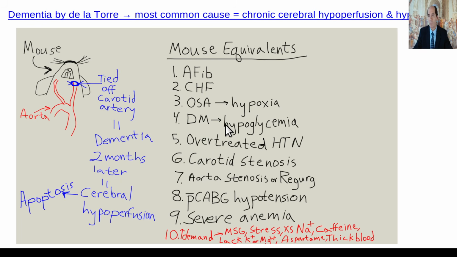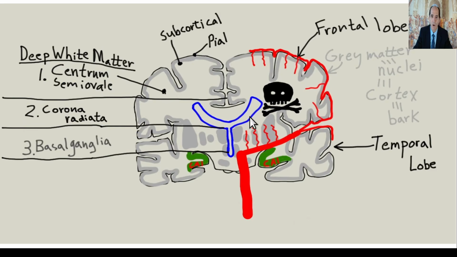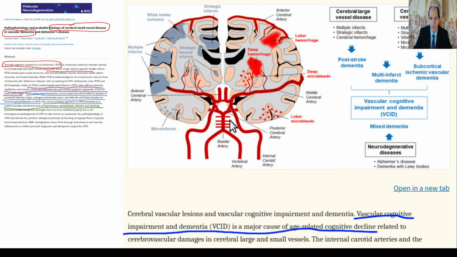If you have severe hypoglycemia, sugar drops too low, you can damage brain cells. Aortic stenosis and regurgitation can lead to underperfusion of the brain. Being put on the pump for open heart surgery during CABG, you can have low blood pressure that can damage the brain. Okay, these are all what I call mouse equivalents. Okay, we went through this, how you need the Goldilocks, golden mean, Aristotelian golden mean. This is just another picture showing something similar.